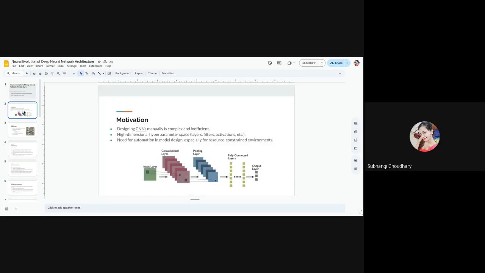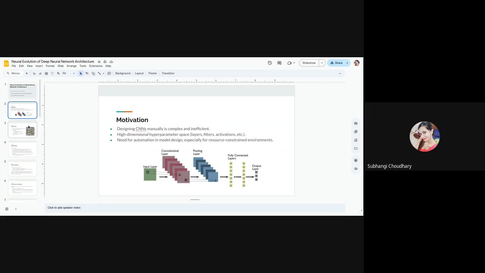I'll move on to motivation, where the main motivation was that designing CNNs manually was a daunting task due to the vast design space, which includes choices like number and types of layers, activation functions, filter counts, kernel sizes, and hyperparameters such as learning rates and batch sizes. So, this decision significantly impacted a model's performance, computational cost, and training efficiency.